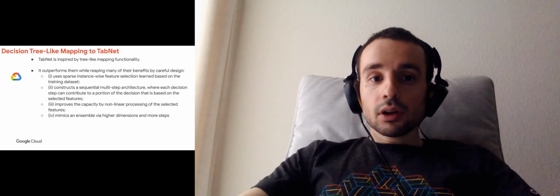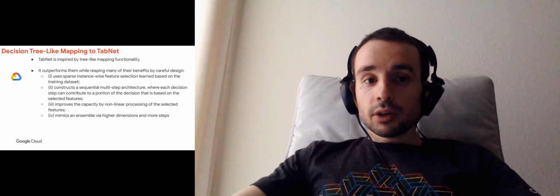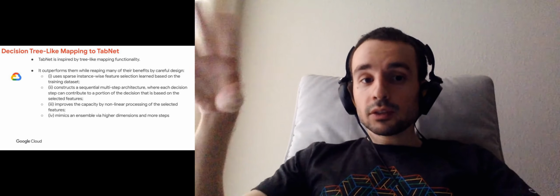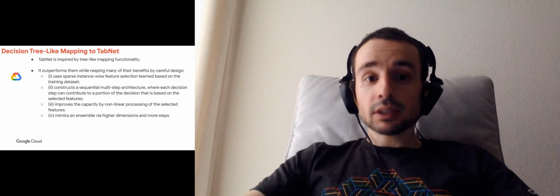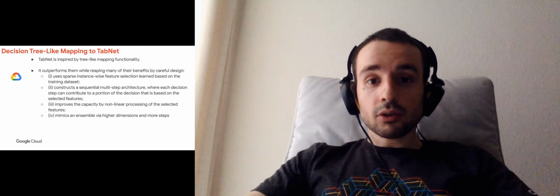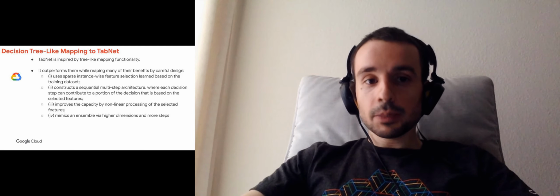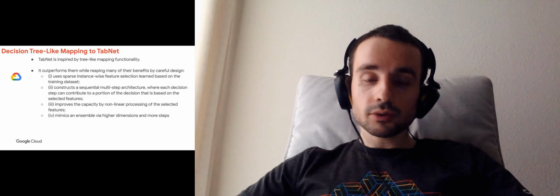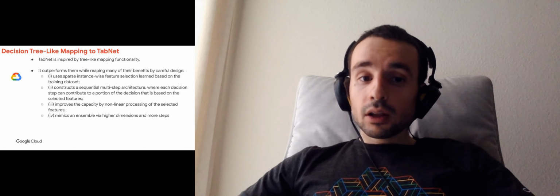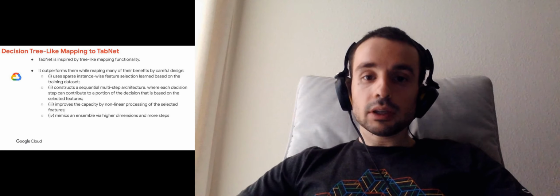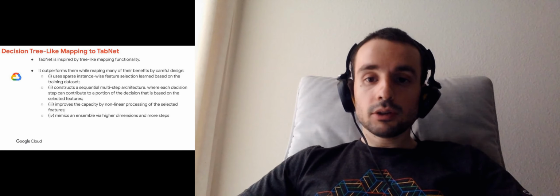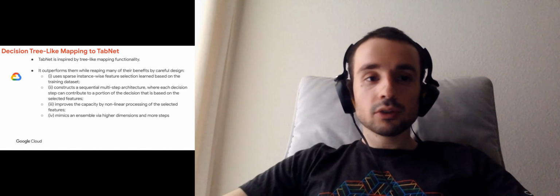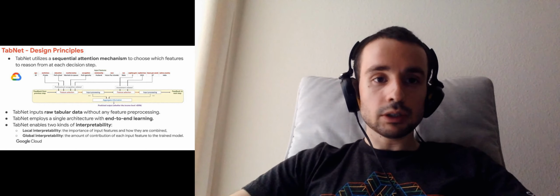In this work, our goal is to outperform this decision tree-like mapping while getting inspired by it. So we have these four principles in our design. We use sparse instance-wise feature selection based on learning from the training dataset. We have a sequential multi-step architecture where each decision step contributes to a portion of the decision. We have improved capacity with nonlinear processing, which is the power of deep neural networks, and we mimic ensembling with higher dimensions and more steps to control the capacity, which I will describe in more detail.